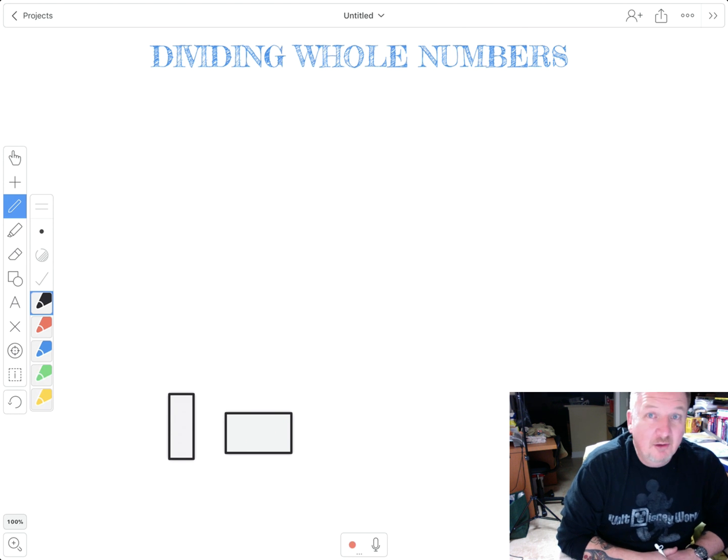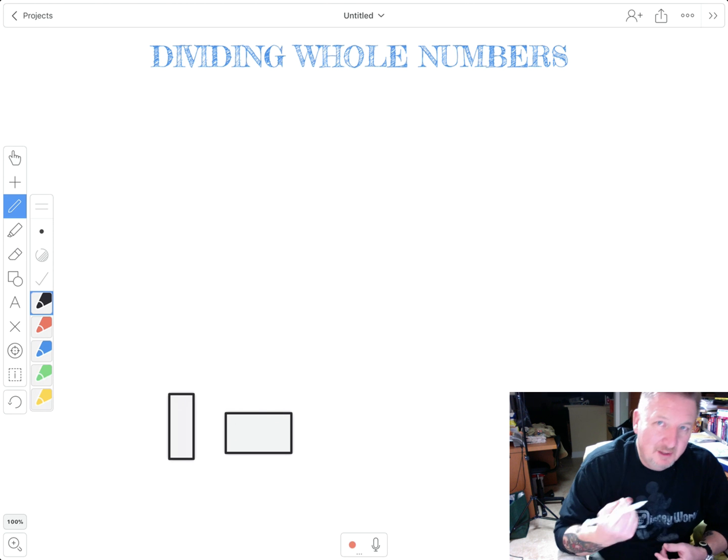We're going to talk about dividing whole numbers today. I feel like y'all know how to do that, at least the small ones, but we're talking about multi-digit whole numbers. So I got one example for you, and I'm just going to show you my thought process when I'm dividing a number.